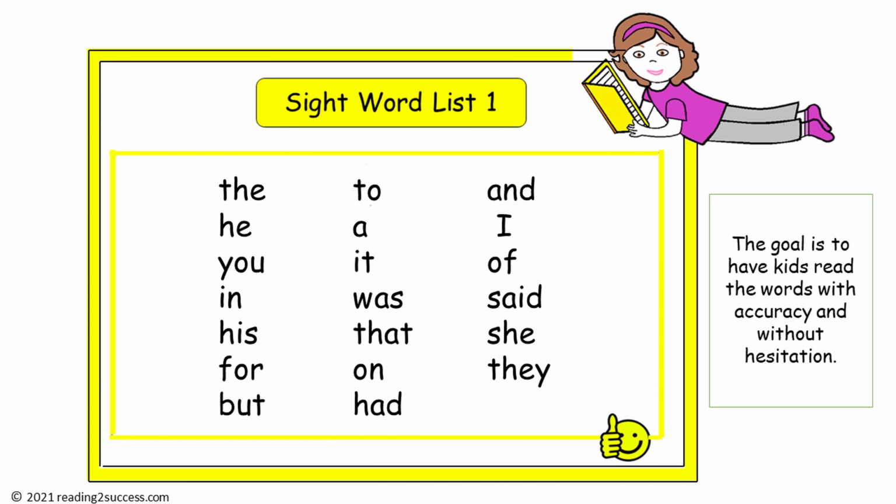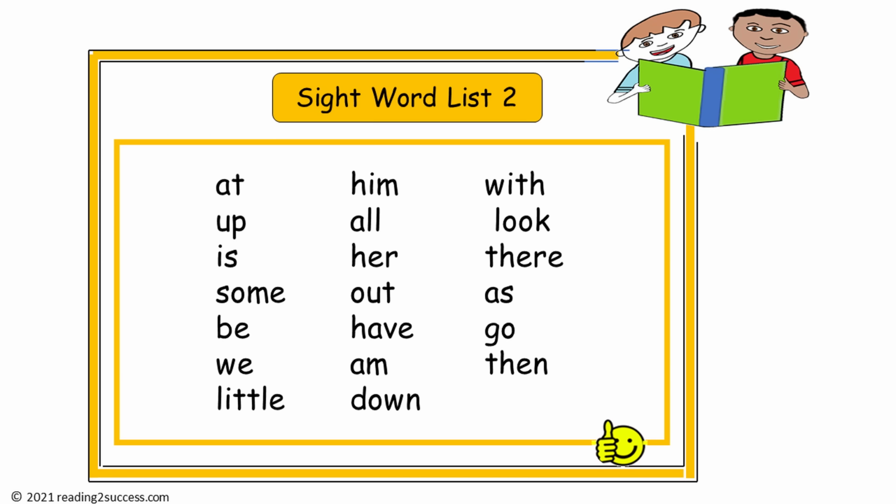At the end of these activities, the goal is to have kids read the words with accuracy and without hesitation. The, he, you, in, his, for, but, to, a, it, was, that, on, had, and, I, of, said, she, they. When kids are ready, introduce them to sight word list number 2.